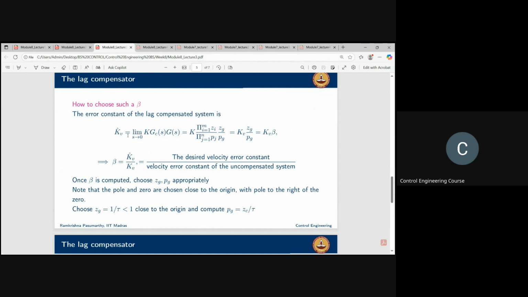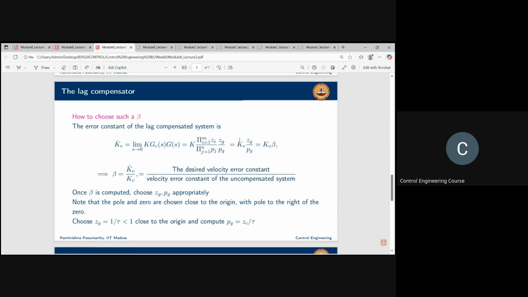What is the error constant of this? Kv is the limit as s tends to 0 of s KG CG. So it turns out Kv times ZG by PG, which is Kv times beta. So the error constant of the lag: beta is Kv hat by Kv, where Kv hat is the desired velocity error constant, and Kv is the velocity error constant of the uncompensated system. When you compute Kv, you multiply by s, which cancels the integrator already there, and then put s equal to 0.